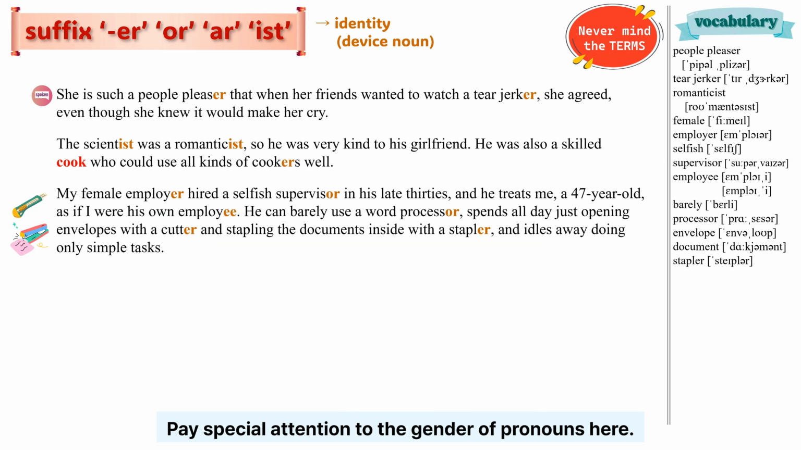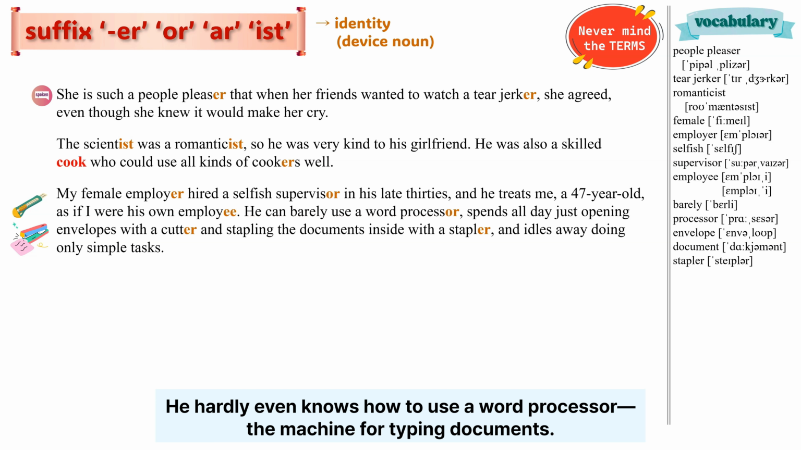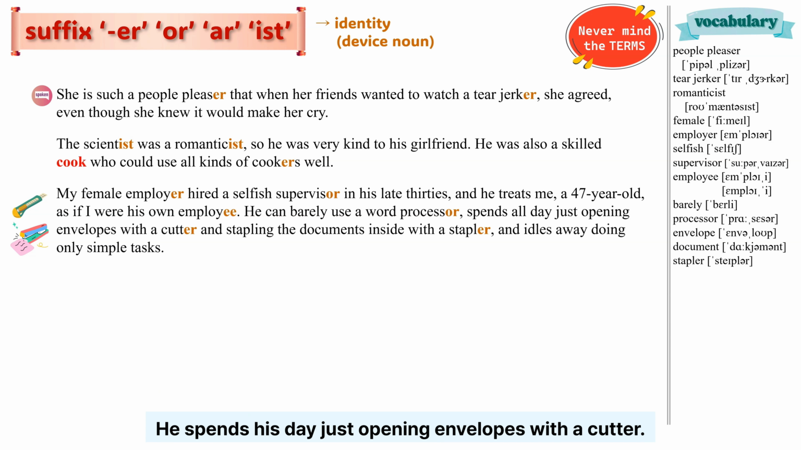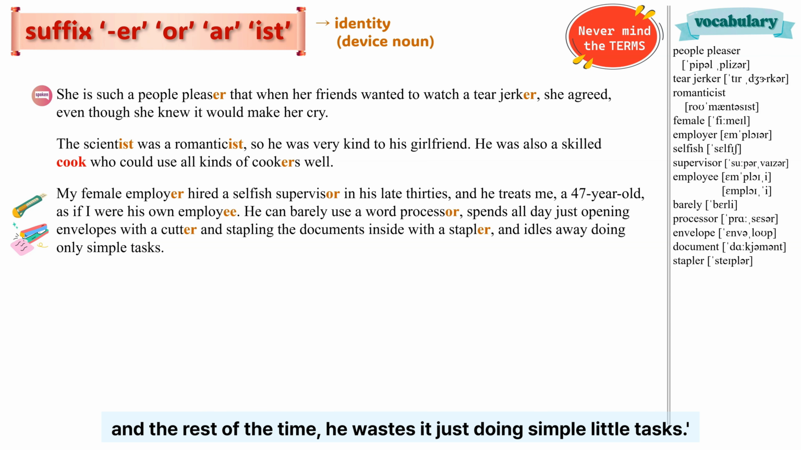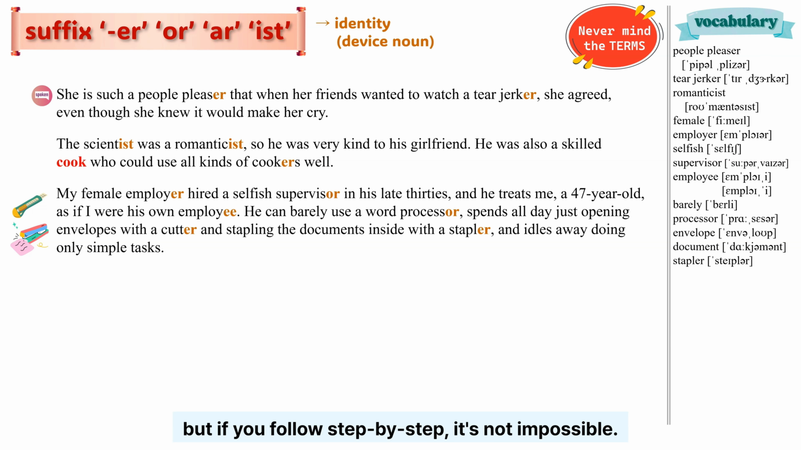All right, now let's level up to a longer and more complex example. Don't panic. Pay special attention to the gender of pronouns here. My employer is a woman. She hired a selfish manager, a guy in his late 30s. But that guy treats me, and I'm 47, as if I were his employee. Like he's the boss. He hardly even knows how to use a word processor, the machine for typing documents. He spends his day just opening envelopes with a cutter. Then he stamps documents with a stapler, and the rest of the time he wastes it just doing simple little tasks. It sounds long, but if you follow step by step, it's not impossible.